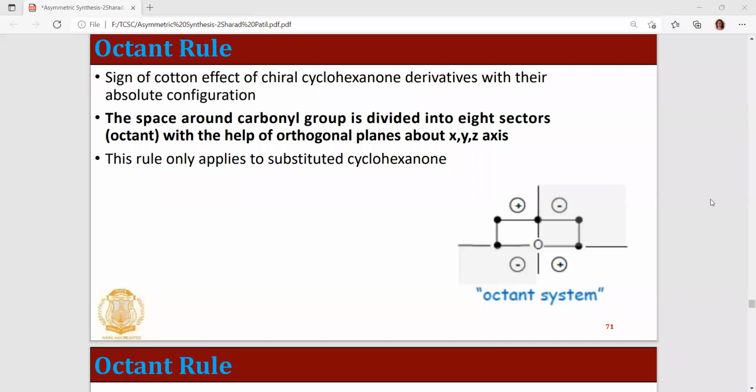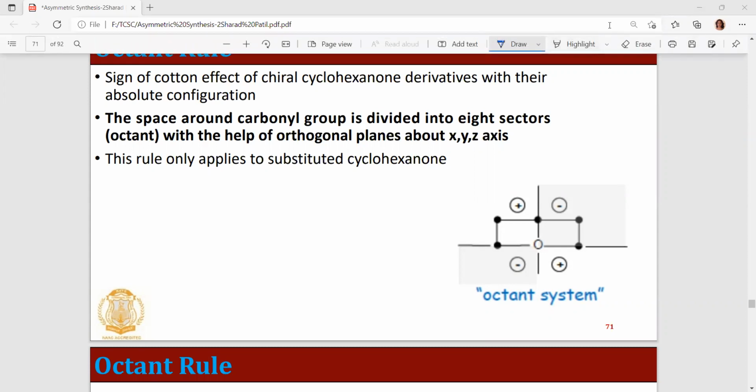I will share the PowerPoint presentation. This PowerPoint was made by Dr. Sharad Patil sir, and I have taken help from him. So, the octant rule gives the sign of the Cotton effect of chiral cyclohexanone derivatives with their absolute configuration. In the last session, we discussed the quadrant rule, and this is exactly related to it. The space around the carbonyl group is divided into 8 sectors, called octants.